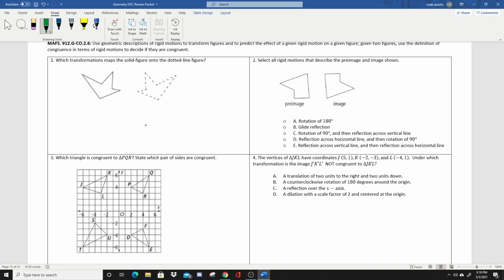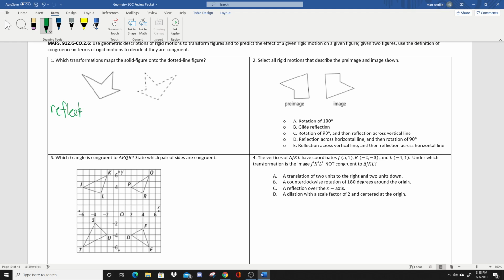Alright, so for this one, I think this is page 6. Which transformation would make this one go to this one? This would just be a reflection over this line. I think they're just looking for a single answer, so this is just going to be a reflection.